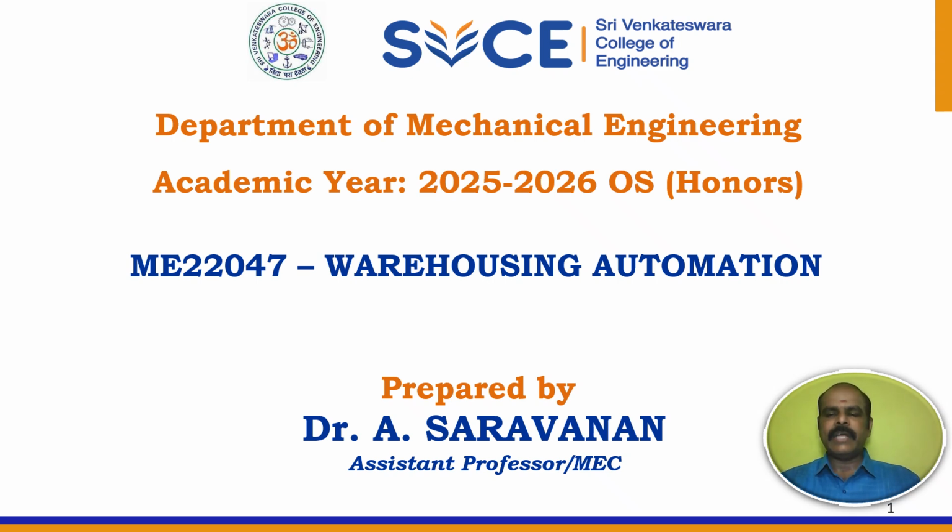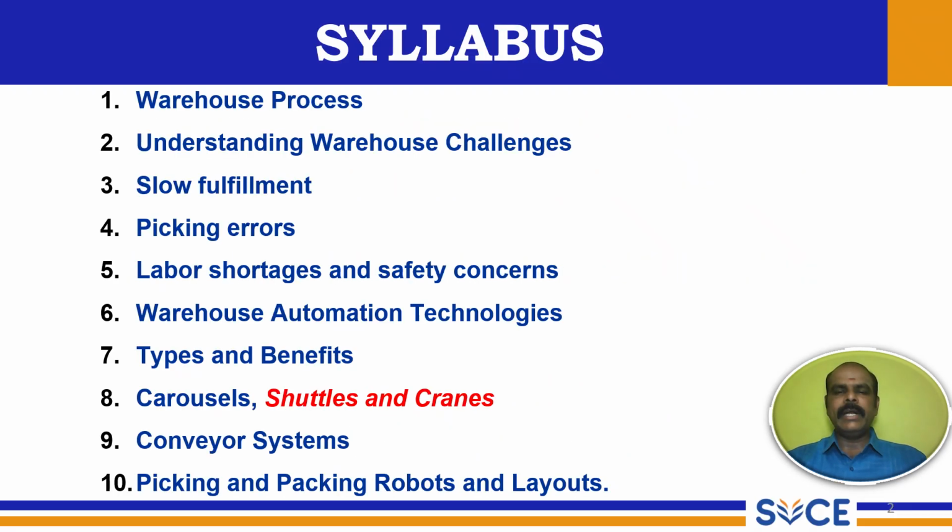In earlier presentations we discussed the physical type, within which intra-bound logistics, that is intra logistics, was discussed, and carousels were discussed. So this is the summary of the presentation we had earlier. Now we'll get into the next, shuttles and cranes. Of course, conveyor systems also will be covered in this particular topic.